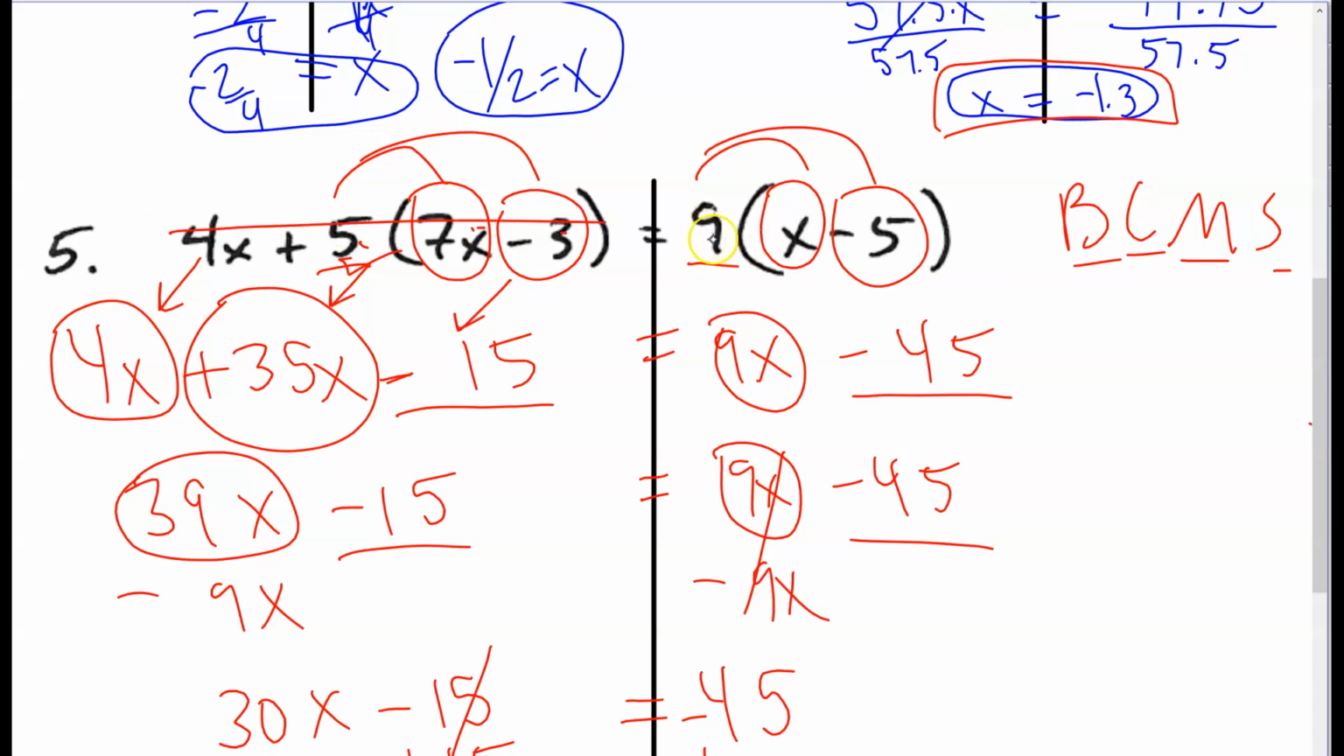Same thing on this side. I'm going to go ahead and distribute. That's the only thing that's left here, 9 times the quantity of x minus 5. So 9 times x gives me my 9x. Got that. And then 9 times a minus 5 is a minus 45. Okay, so I did my B step.